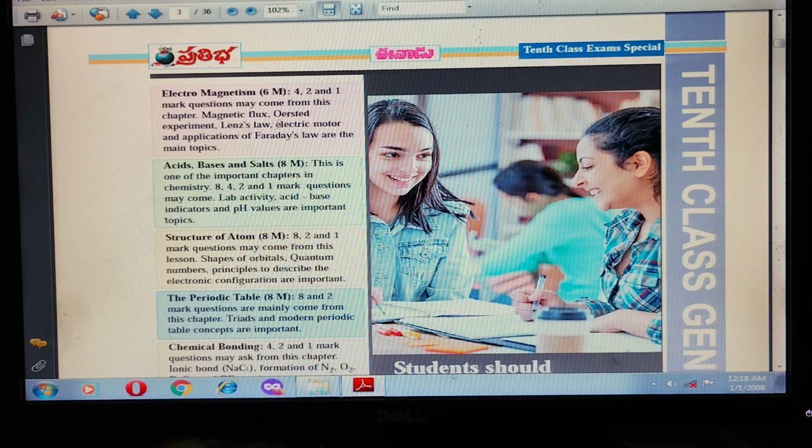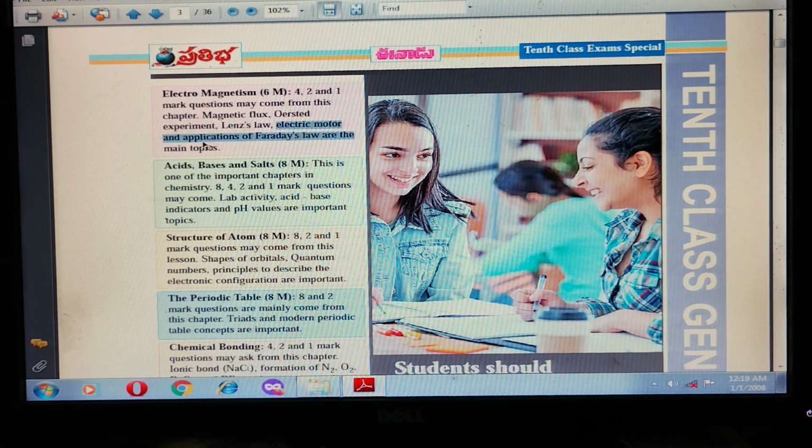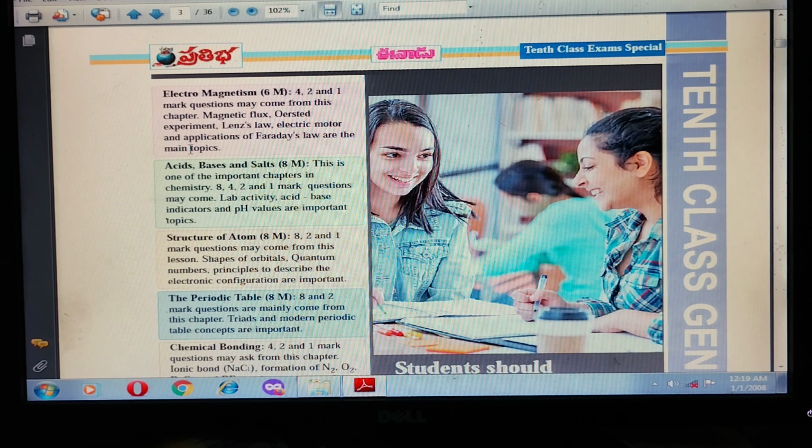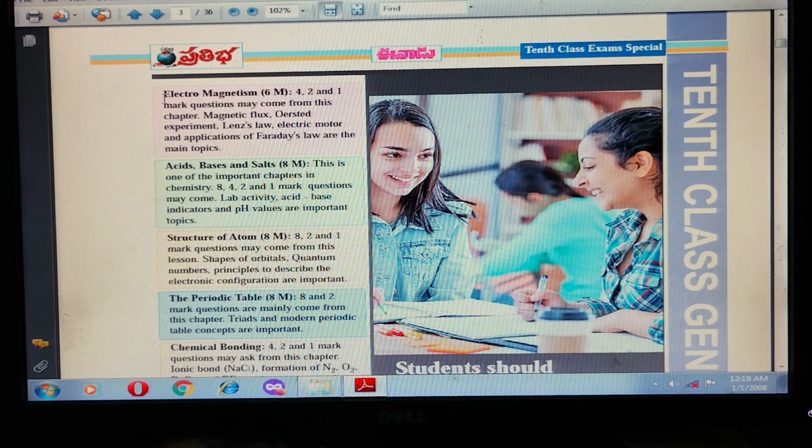Lenz's law, Faraday's law. And in the pre-final examination you didn't get any question on the electric motor, AC generator and DC generator. So you should learn the diagrams and the working of the electric motor, AC generator and DC generator. And applications of Faraday's law are also very important concepts in electromagnetism. Students are facing difficulty in this chapter, electromagnetism, so no need to worry. Very simple questions, fewer questions.